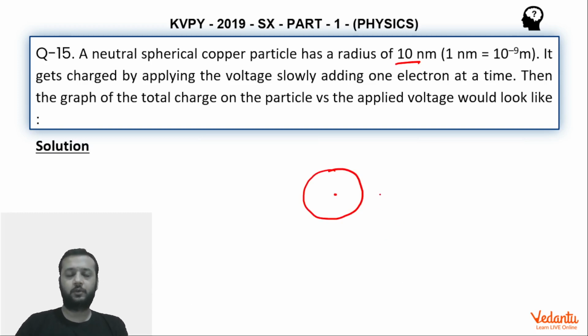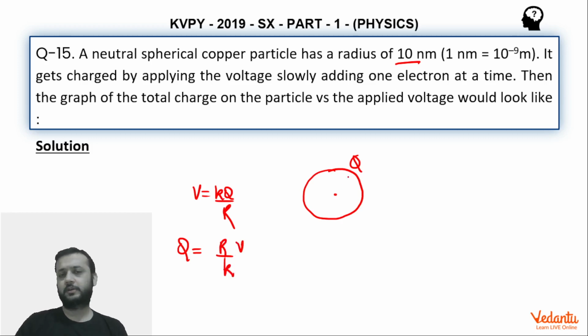So let's see how we are adding the electrons. Remember, an electron has a discrete, finite value of charge. So we are adding charge discretely. At any time, if the value of the charge is q, we can say that potential V is equal to kq by r, or we can say that q is equal to r by k into V. Now q of course will be in a multiple of electronic charge.